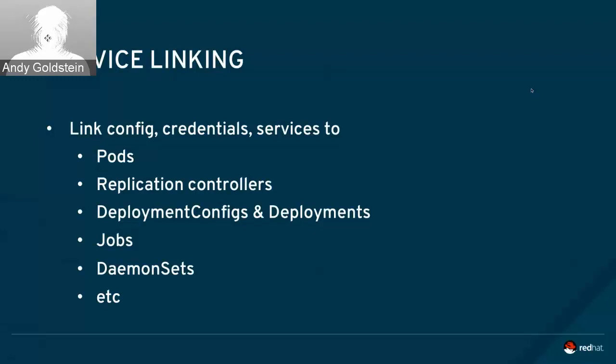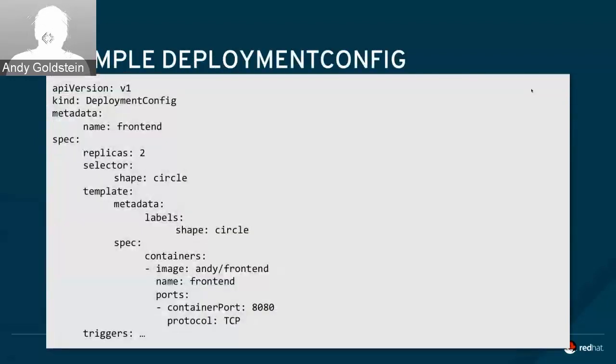And so what we'd like to do with service linking is provide the ability to link configuration, credentials, and services to basically anything that has a pod or a pod template. So pods, replication controllers, deployment configs in OpenShift, deployments from Kubernetes, jobs, daemon sets, and anything else that might come along as we grow. So let's take an example deployment config.